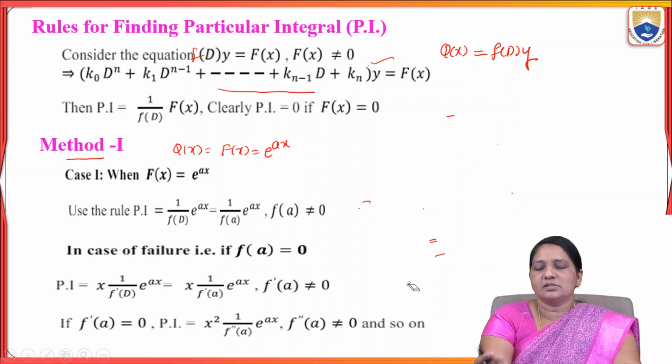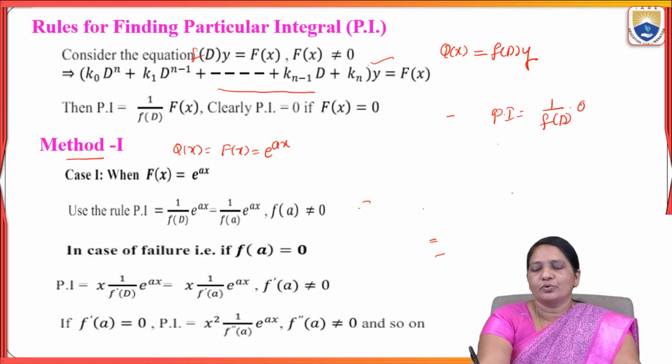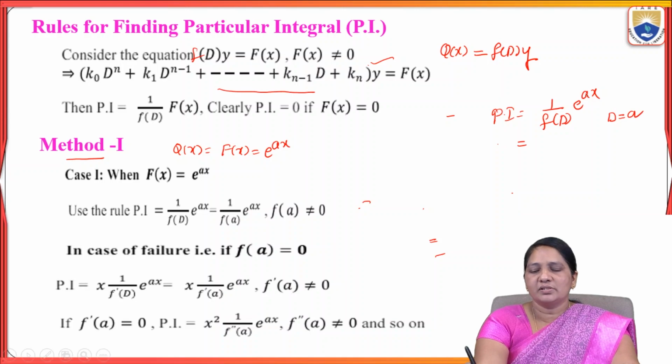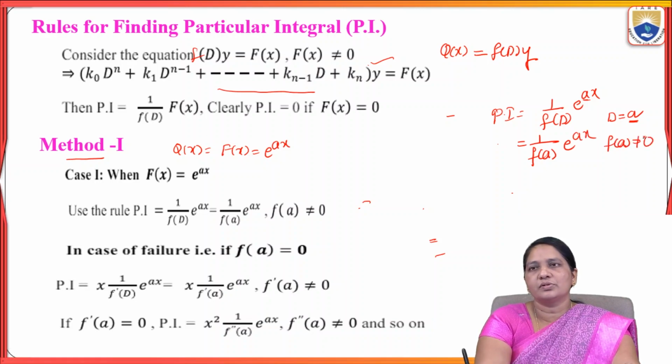In the first case, we are writing the particular integral as 1 by f of D into Q of x, where the Q of x value is e power ax. Now, what is the step if you are having the e power ax form? D equal to a. Whatever the a value is in the e power, we substitute that value in place of D. That means 1 by f of a into e power ax. Here f of a should not be equal to 0.